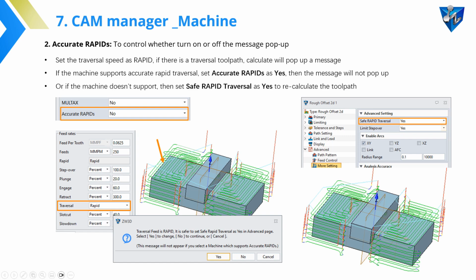If the machine doesn't support the accurate rapid traversal, it will not follow the exact traversal toolpath. The message will pop up to warn us, and we can follow the message to click yes to set safe rapid traversal as yes, which will update the toolpath as safe. Let's check in ZW3D directly.